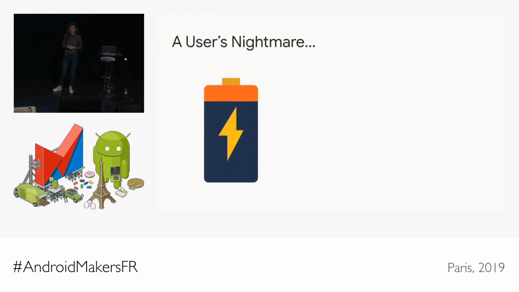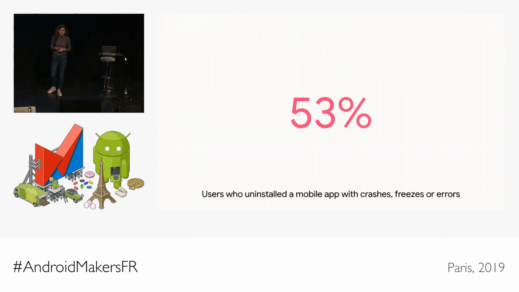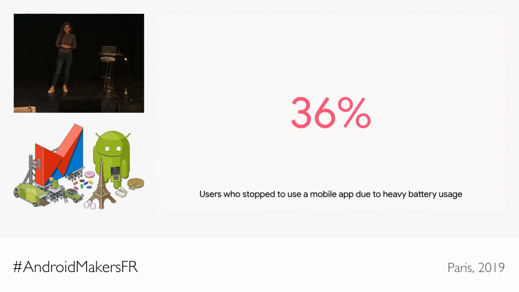The first one is a fast draining battery, and the second one is a device running out of memory. The research shows that 53% of all the users uninstalled or removed a mobile app with several issues like crashes, freezes, or errors. And 36% of users stop using a mobile app due to heavy battery usage.